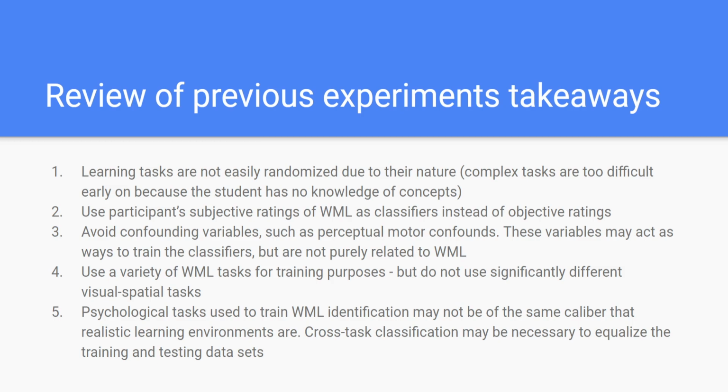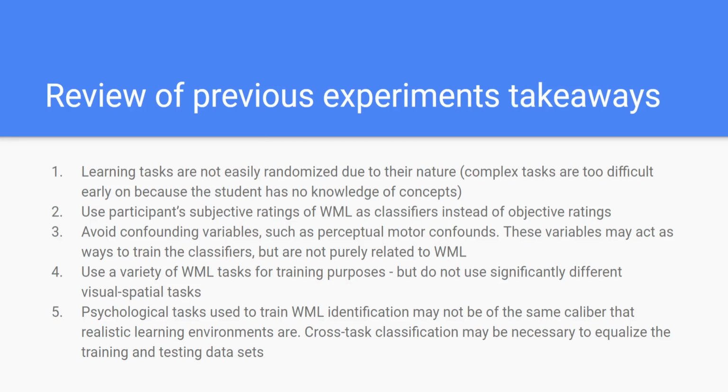And then, as we've talked about mostly so far, avoid confounding variables such as perceptual and motor confounds. These act as ways to train the classifiers but are not purely related to working memory load. Something that was discussed at the very beginning of the course is that, especially with EEG data, there's a lot of discussion whether something is truly brain-computer interaction, or if it's just picking up eye movements, because you can detect that in brain data, but it's not the same thing as detecting the intention of what the brain data is doing. It's just kind of a side effect that you could detect without brain data. So they're saying that if you avoid perceptual and motor confounds, then you will have something that's more purely brain data that cannot be detected with other physiological measurements.